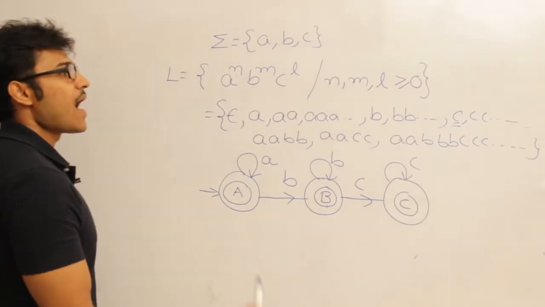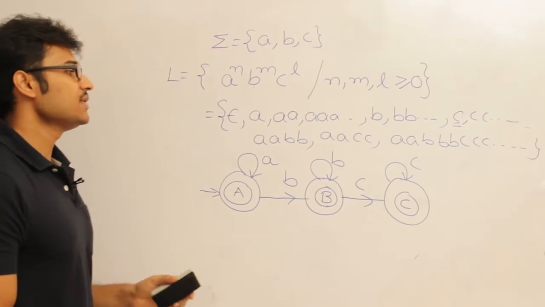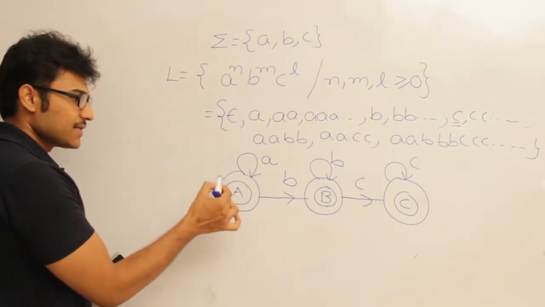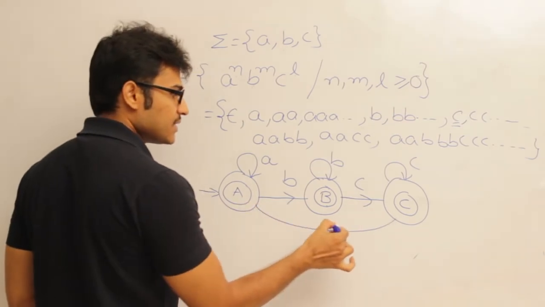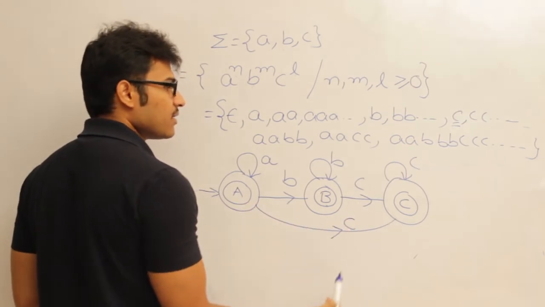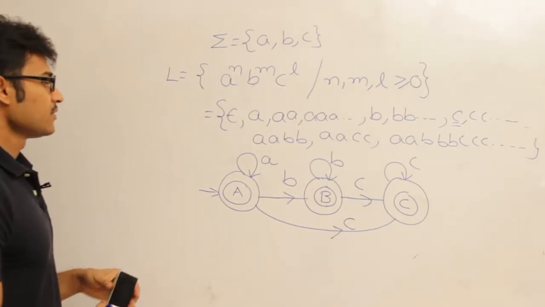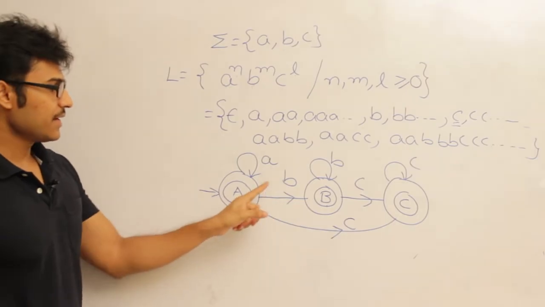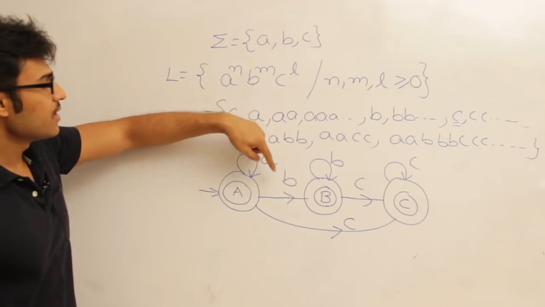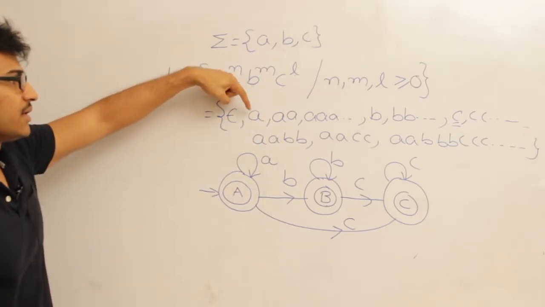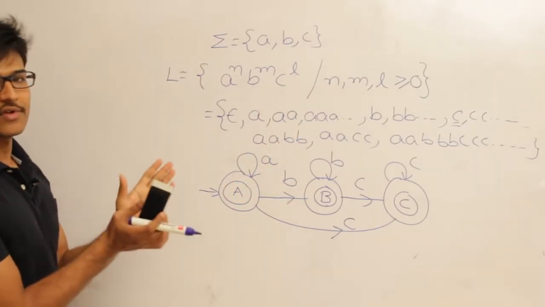I should accept it, and I should remember that I have seen a c and I should not see a or b. Therefore, I will accept c's staying in this state, so that once I get a or b, I can reject it, right? So a's I'll accept, b's I'll accept, c's I'll go there and accept. And a string can start with a or b or c, no problem. Therefore, it is not acting as a traffic diversion.